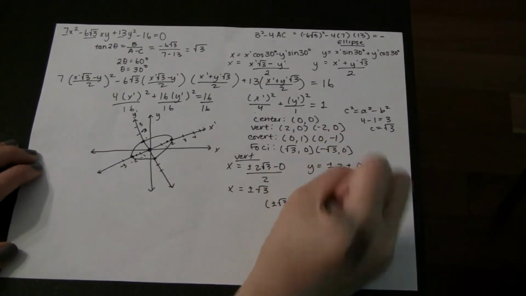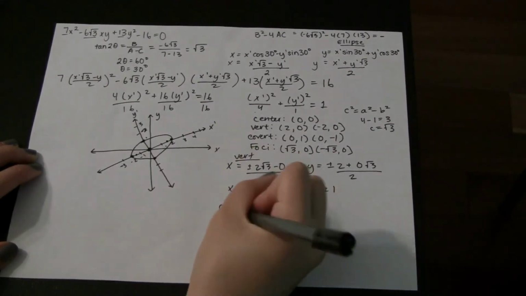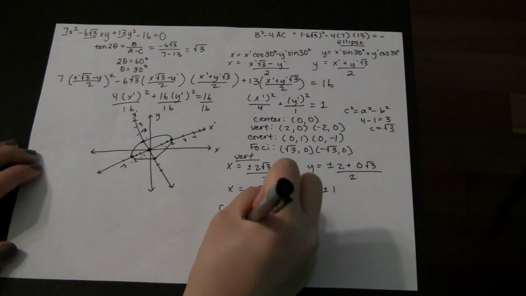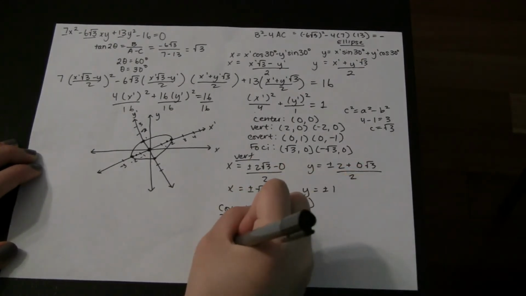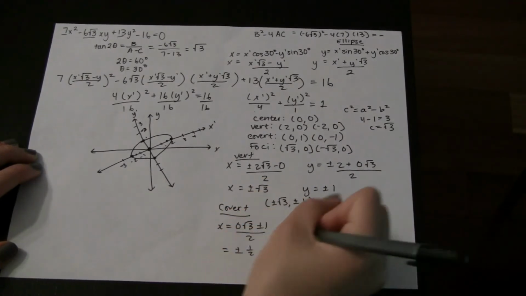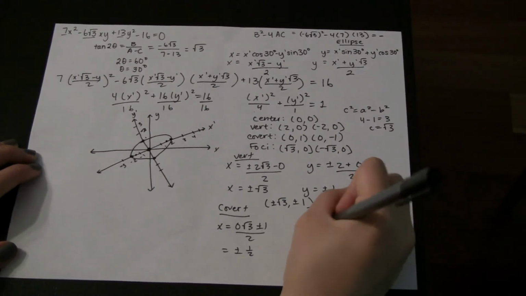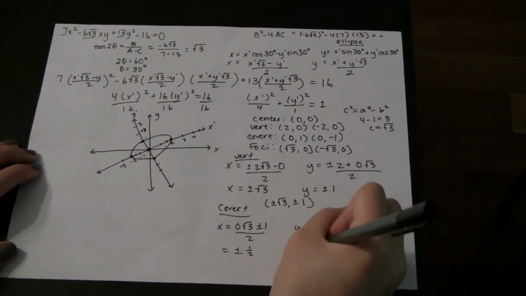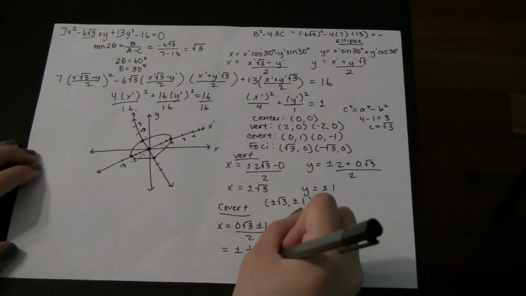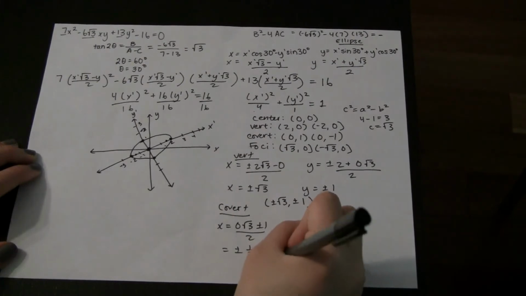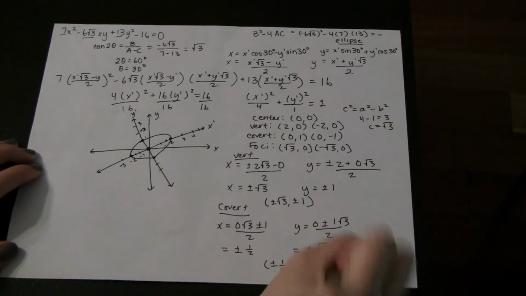and then our co-vertices would be x is equal to 0 square root 3 plus or minus 1 over 2, which is equal to plus or minus 1/2. Y is equal to 0 plus or minus 1 square root 3 over 2, which gets us plus or minus square root 3 over 2. So then our co-vertices would be plus or minus 1/2, plus or minus square root 3 over 2.